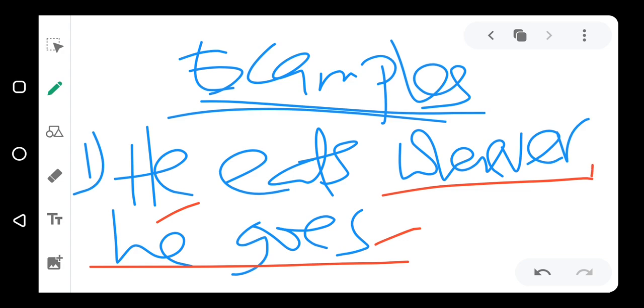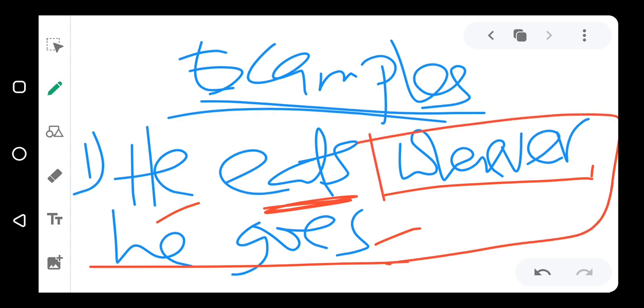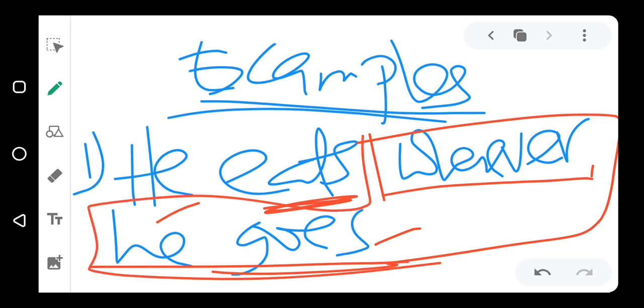Now, it has a marker, wherever. So, we are confirming that it is an adverbial clause of place. This is an adverbial clause of place. He eats wherever he goes. The verb there is eats. And so this group of words is telling us the place that he eats, or where he eats. That he eats wherever he goes.